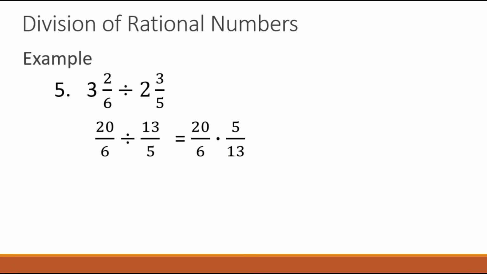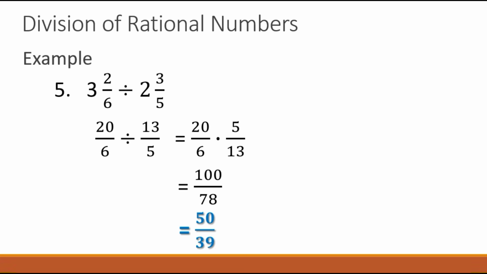Next, let us try to examine if we can cancel some factors. For 20 and 13, we don't have. For 5 and 6, we don't have. So we can have 20 times 5 is 100, and 6 times 13 is 78. But 100 over 78 is not yet reduced in its lowest term. So we can reduce it into 50 over 39.